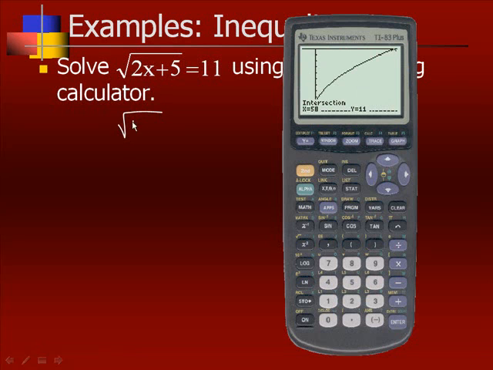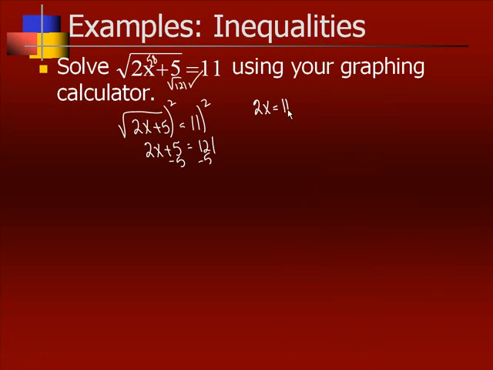This is one of those that probably would not be so bad to do because you've got the square root of 2x plus 5 equals 11. Square both sides. 2x plus 5 is equal to 121. Okay, so we'd get 2x is equal to 116. Divide by 2, so x is 58. Then when we check it, 2 times 58 is 116, plus 5 is 121. The square root of 121 is 11, so 58 would be our solution.